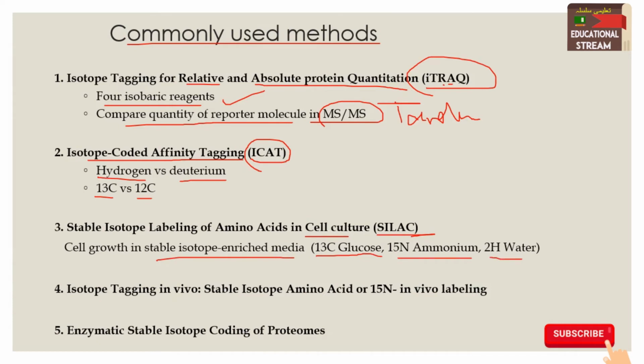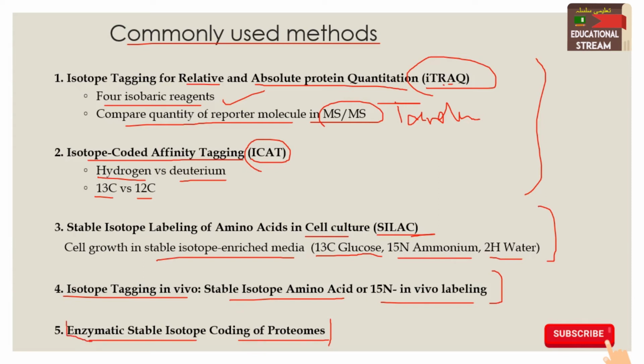The fourth method is isotope tagging in vivo stable isotope amino acid or 15N in vivo labeling. It is in the cell culture, first in vitro conditions, then in the cell culture, and now in vivo labeling is also being used. Then enzymatic stable isotope coding of proteome, that we use the isotope for coding various proteins which are performing the function of the enzymes, and then we can identify which enzyme is performing its function in which metabolic pathway.